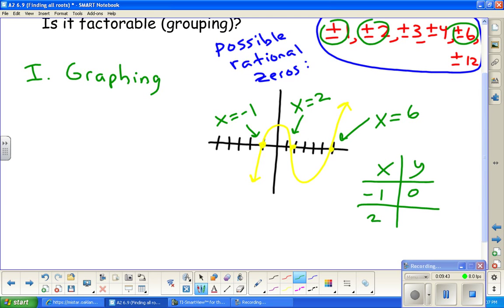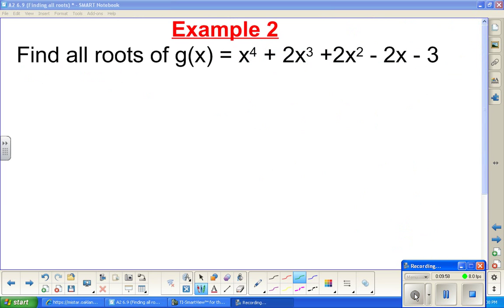Show me when X was 2, the Y value was 0. And when X was 6, the Y value was 0. So that's all the work I would need to see on that. Okay, so this one's really not a lot going on. The calculator makes this much easier for us. Okay, so again, the calculator did all the work on that one.